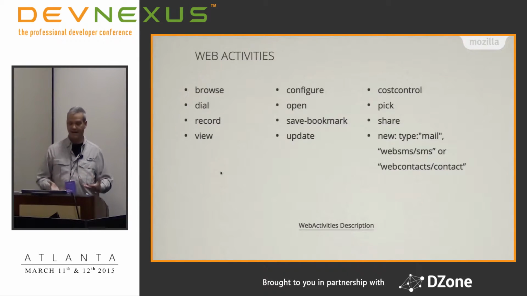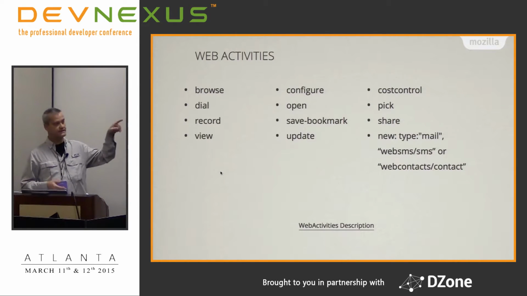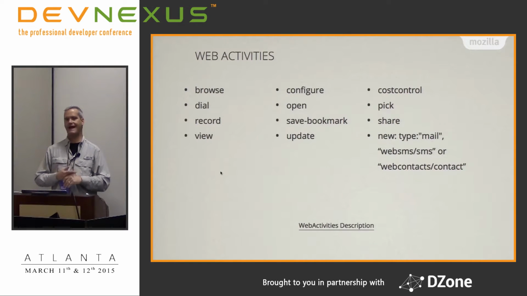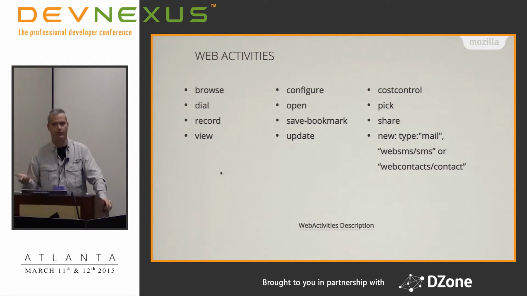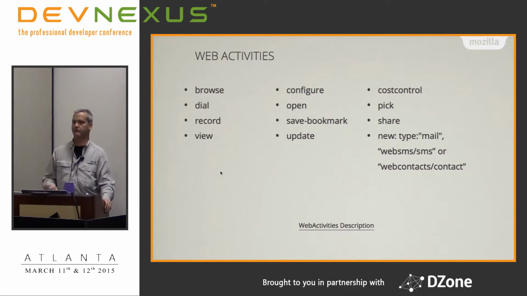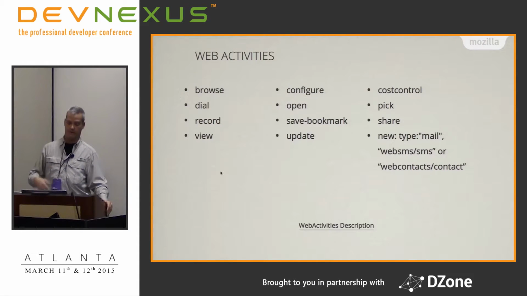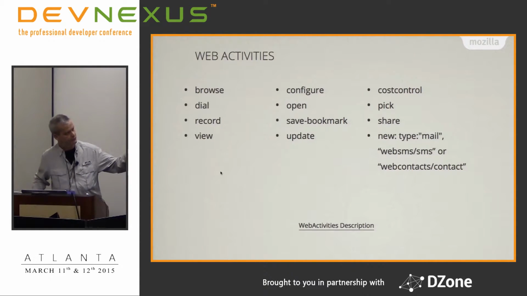And right now we have several keywords. This list is not restrictive, meaning you can add any web activity name you want as long as you have a handler for it somewhere. In the case of, say, dial, there's only one app on the Firefox OS system that handles a dial activity, and that's the dialer app. But if you do a pick, you may want to pick a website, pick an image, or something like that. So these are the ones that we have in there currently. It also supports things like doing a mail or an SMS or a contact.